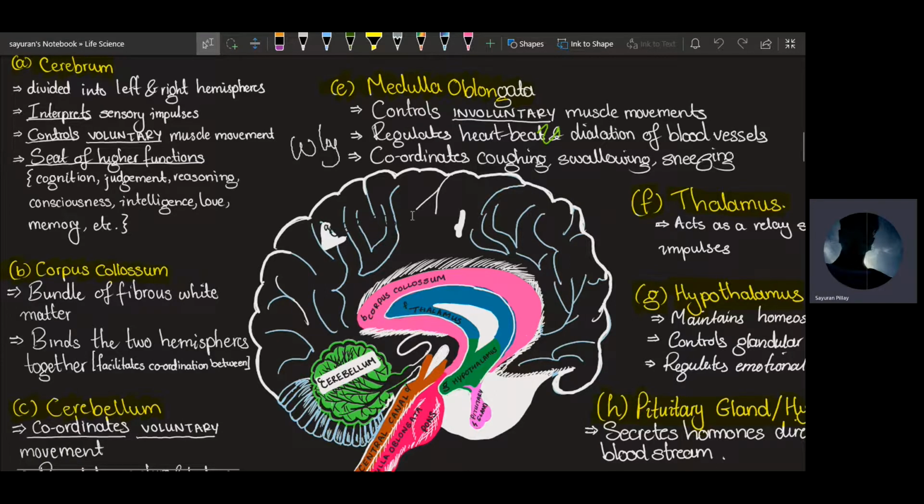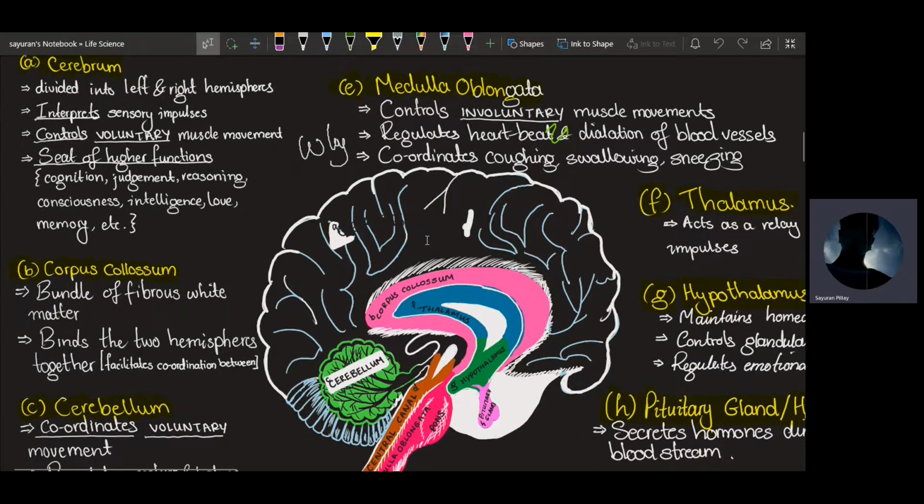There was a label here, I think it's been removed. That is known as cerebrum. The cerebrum is divided into your left and right hemispheres. You know that. And the job of the cerebrum is to interpret sensory impulses. When you get your message, it goes to the cerebrum and it interprets that.